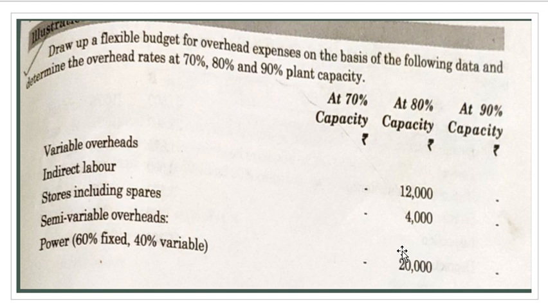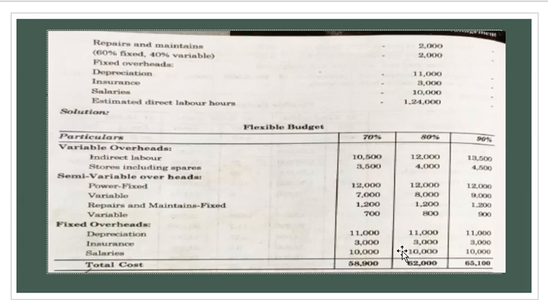They have variable overheads, indirect labor, stores including space, semi-variable overheads, power. They have clearly stated in the bracket 60% is fixed and 40% is variable. Then they have given repairs and maintenance 2000, 60% is fixed and 40% is variable. Then fixed overheads, under fixed overheads, depreciation, insurance, salary, estimated direct labor hours is given, which is 1,24,000.